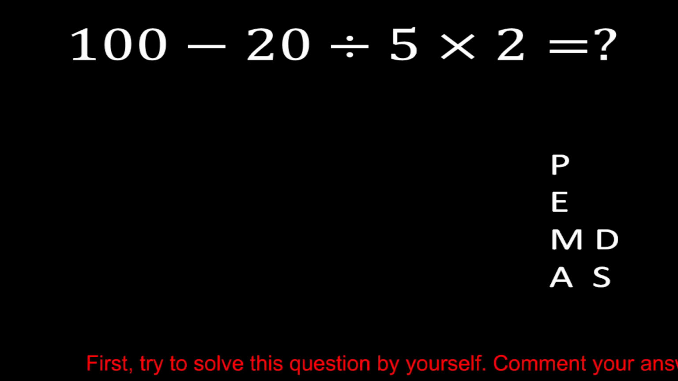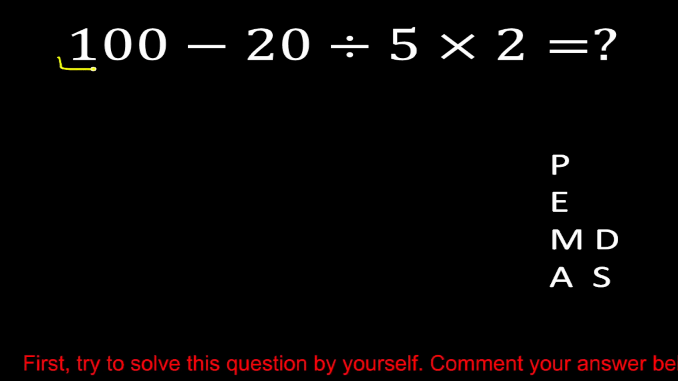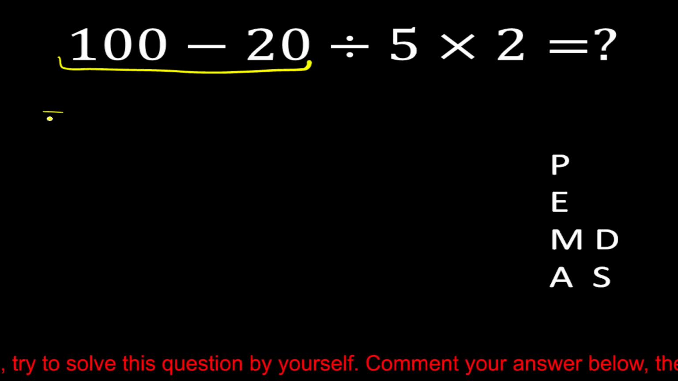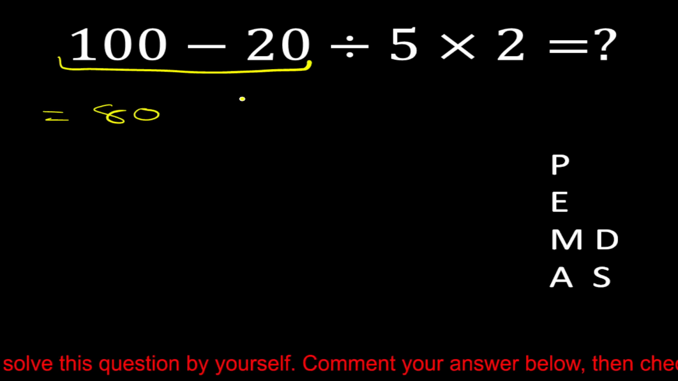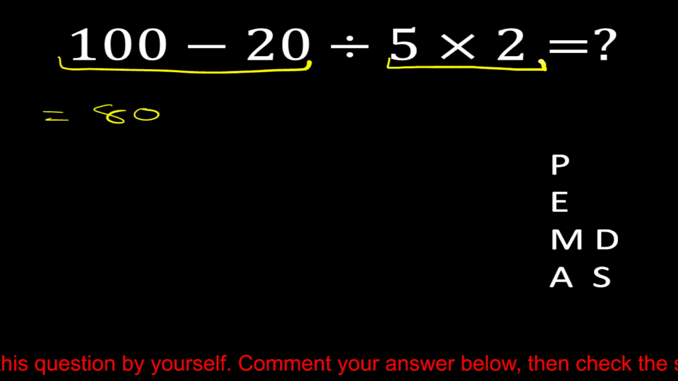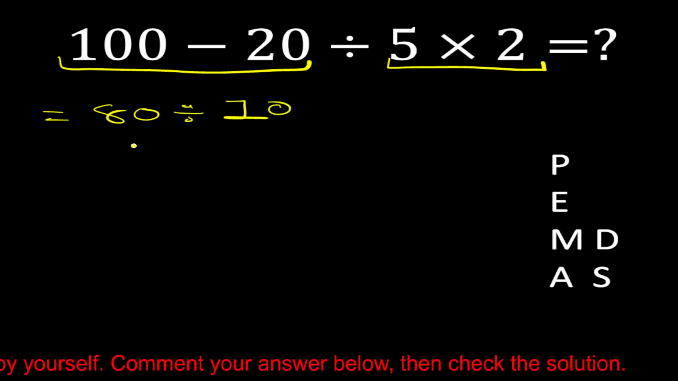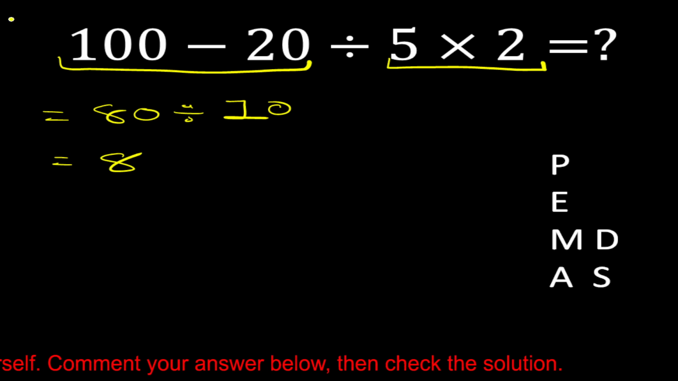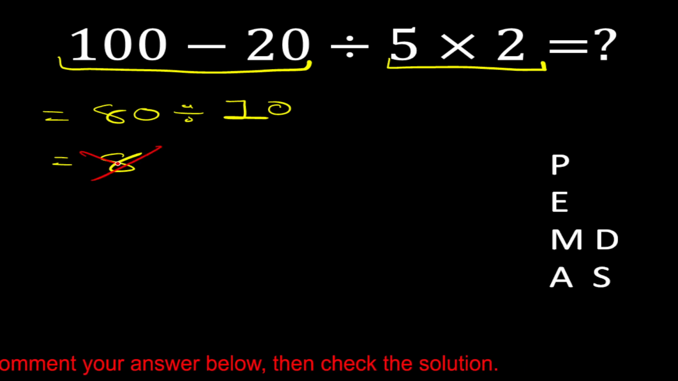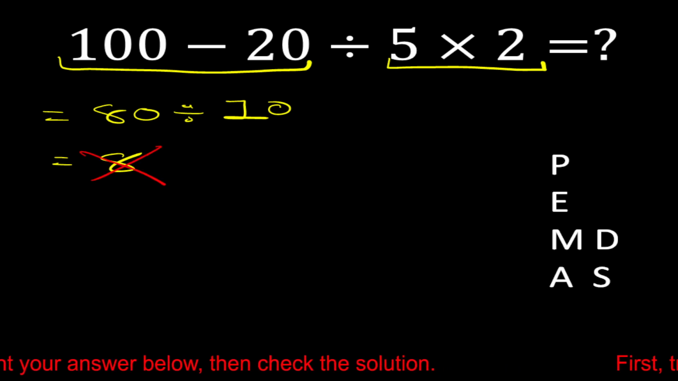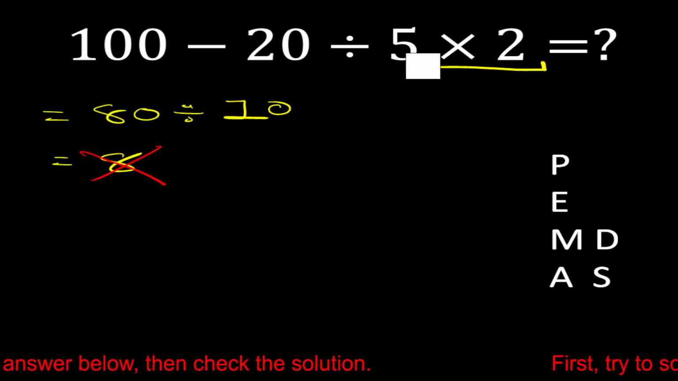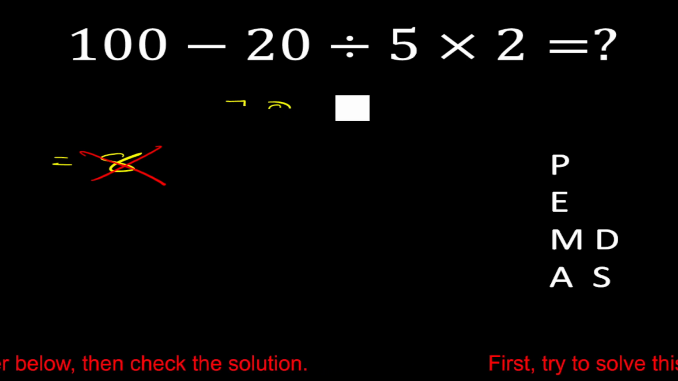So most people solve this question like 100 minus 20 is equal to 80. Then 5 multiplied by 2 is equal to 10. Now 80 divided by 10 is equal to 8. Okay, but this answer is not correct. This answer is completely wrong. So now let's solve this problem correctly by using the PEMDAS rule.